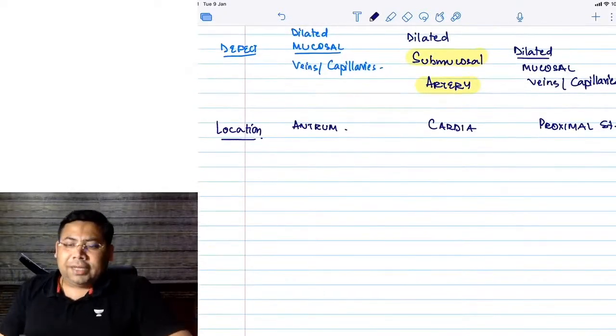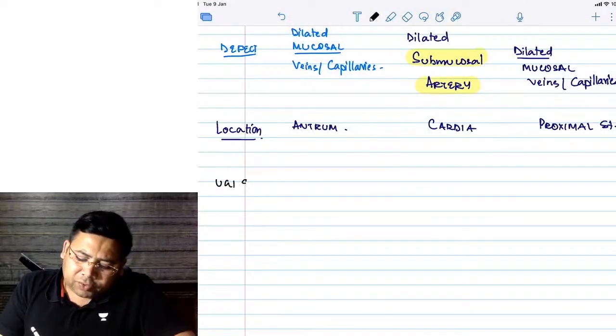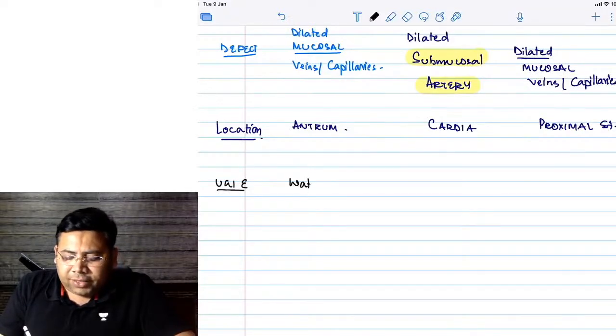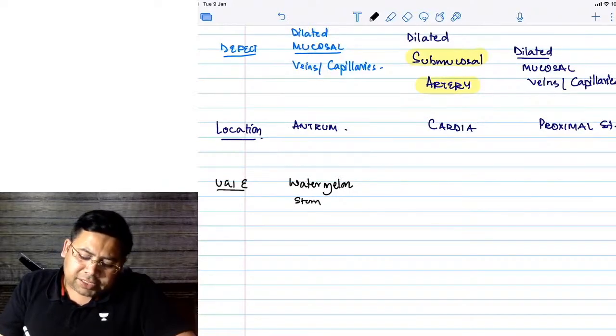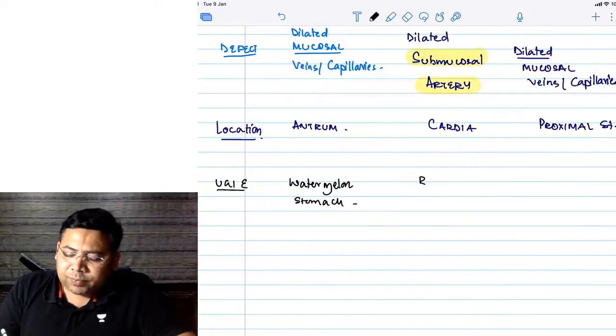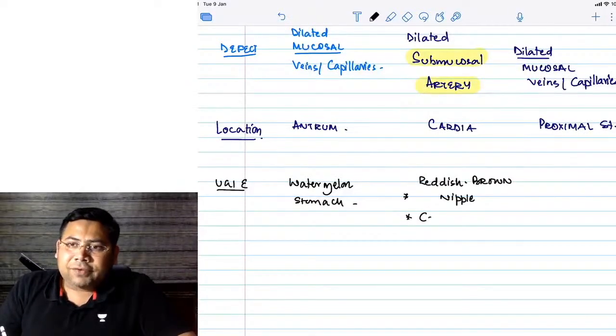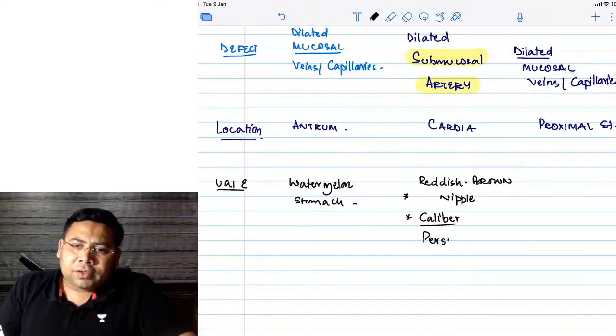Yeah. The next very important thing is, what do you get to see on upper GI endoscopy? I have told you watermelon stomach. So watermelon stomach. The second is, what do you get to see in case of Dieulafoy? Answer is reddish brown nipple. Point number 1. And the second very important thing that you get to see here is caliber persistent vessel. So caliber persistent vessel, reddish brown nipple.